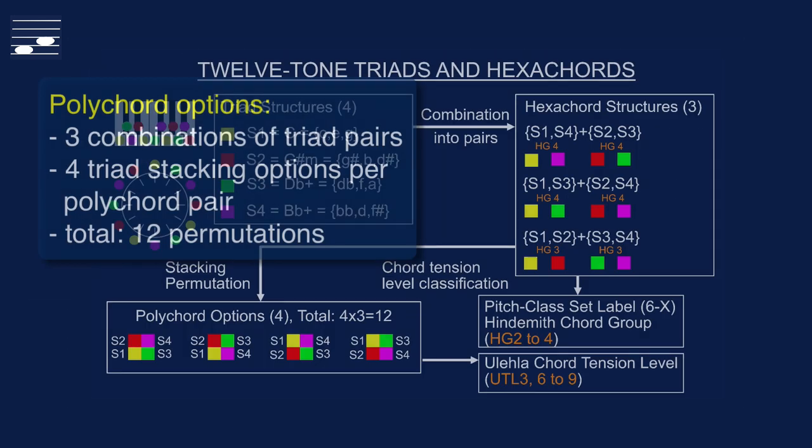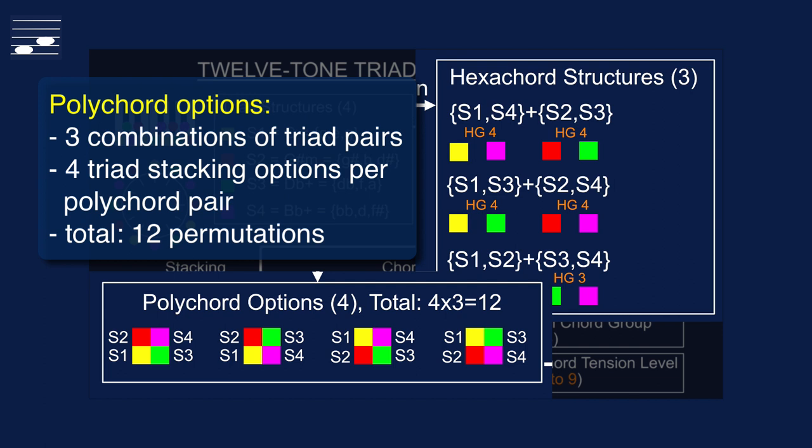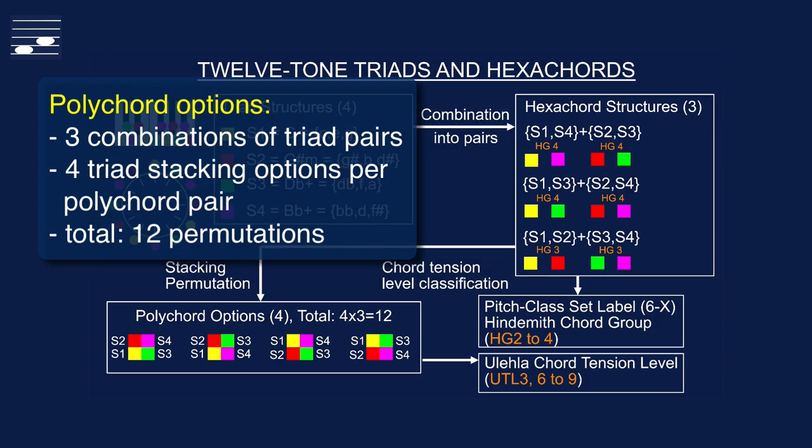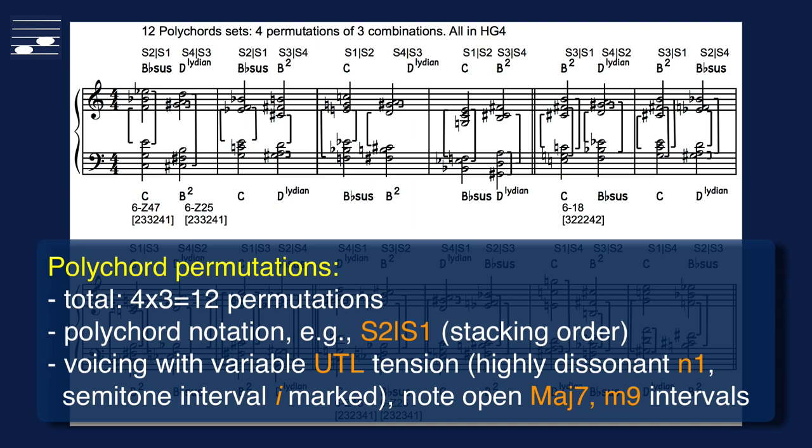polychords. When stacking triads into polychords, there is a total of 12 permutations, 4 for each combination, as shown by the colored squares in this diagram. For the first modal 12-tone triad set, here we see the 12 polychord permutations in staff notation, with example 6-part voicings. The stacking order is shown above the staff, and I've marked the highly dissonant minor second, major seventh, or minor ninth intervals. Open semitone interval classes lead to a high Ulehla chord tension level.